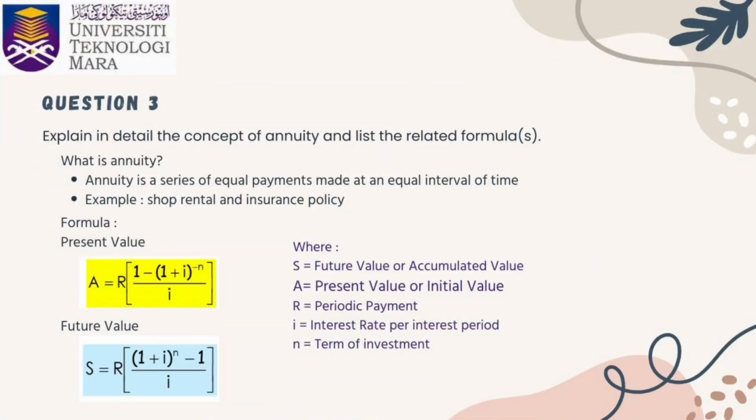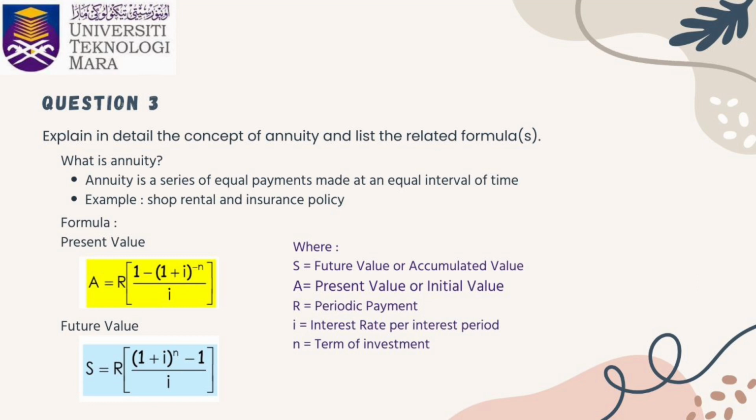What is annuity and what formulas can we use in this topic? Annuity is a series of equal payments made at an equal interval of time. In an ordinary annuity setting, we will discuss an annuity for which payments are made at the end of each payment period. There are two formulas that can be used in this annuity.